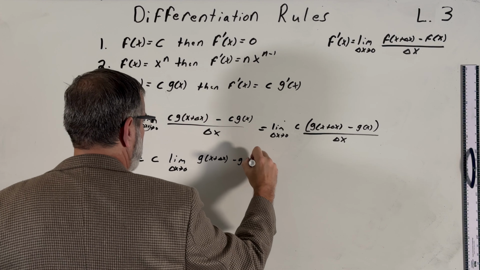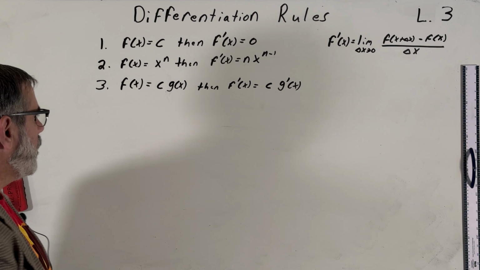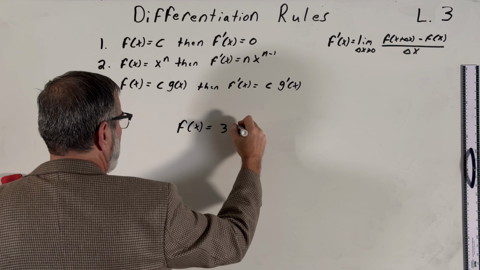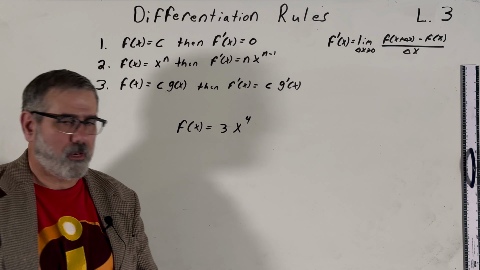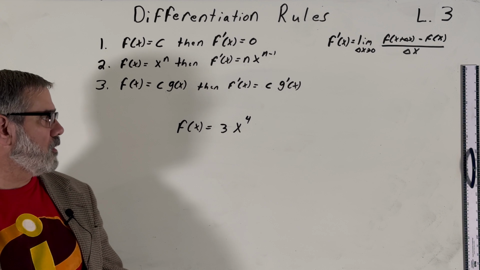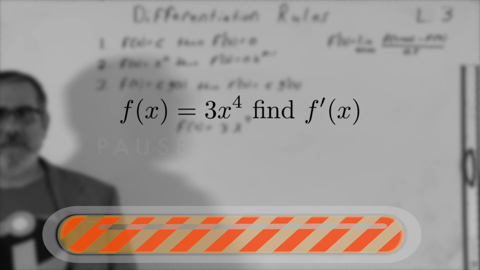Let's try a problem now. Let's do something that'll incorporate aspects of these first two, and I'll have this be a try at home. So let's let f of x be equal to 3 times x to the 4th. So go ahead and pause the video. Use these differentiation rules to differentiate f of x equals 3x to the 4th, and come back when you're done.